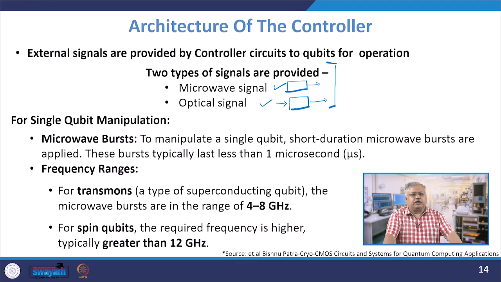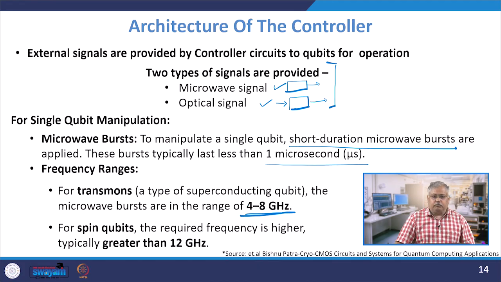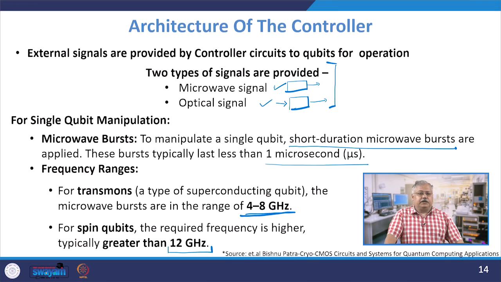To manipulate the qubits, we generate very short burst microwave pulses, which typically last approximately 1 microsecond. These are relatively high frequency. For transmons, which are a type of superconducting qubit operated at very low temperature, the microwave bursts are in the range of 4 to 8 gigahertz, whereas spin qubits generally operate at a much higher frequency of 12 gigahertz. This is the input frequency of the microwave signal which you insert to change the state or to read the state of the qubit, and doing so without destroying its coherence is required.